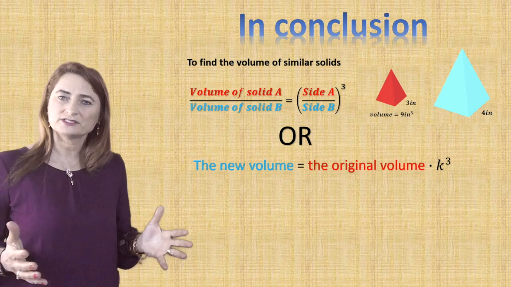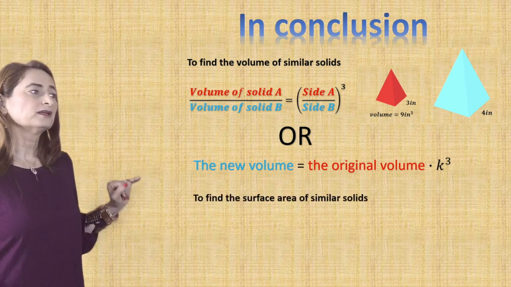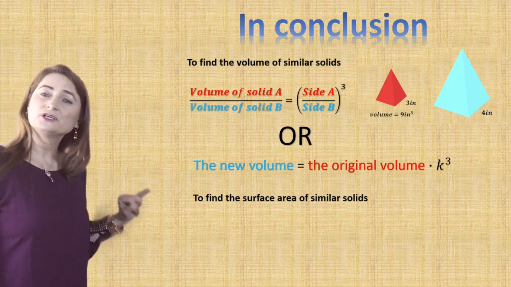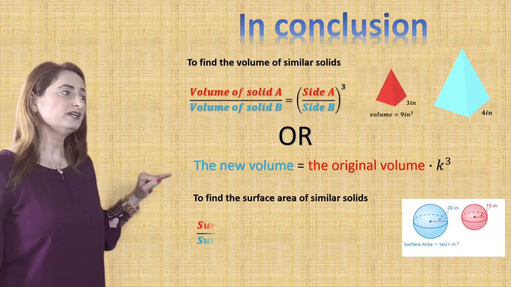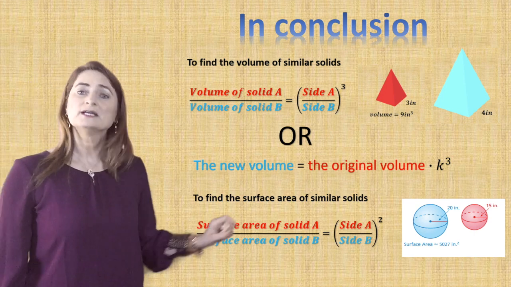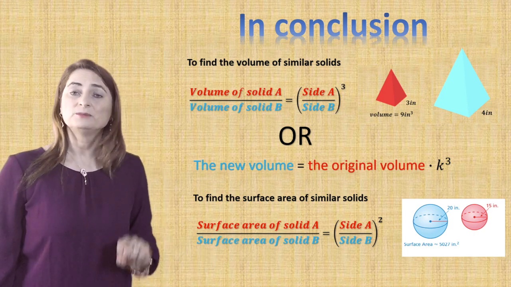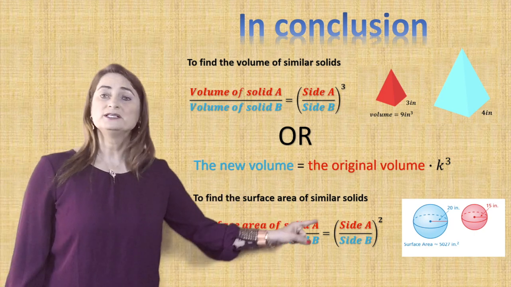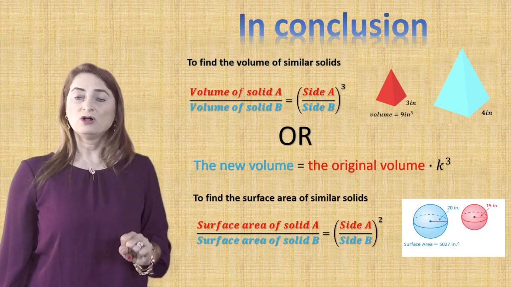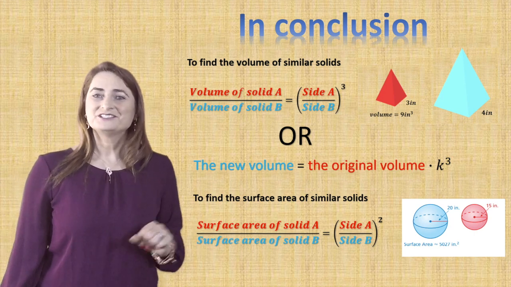What about the surface area? To find the surface area of similar solids, again, set up your ratio and stick with it. The ratio of the surface area of solid A divided by the surface area of solid B equals the side A divided by the corresponding side B, but this time the ratio is squared because area is always squared. Keep that in mind. That's it for today's lesson.